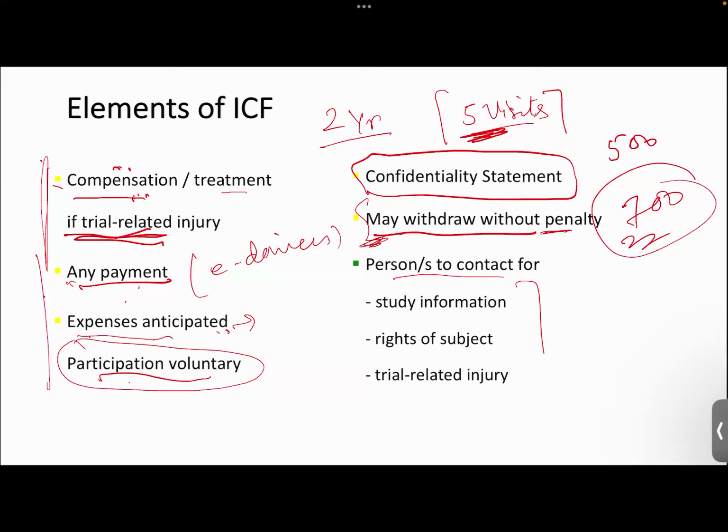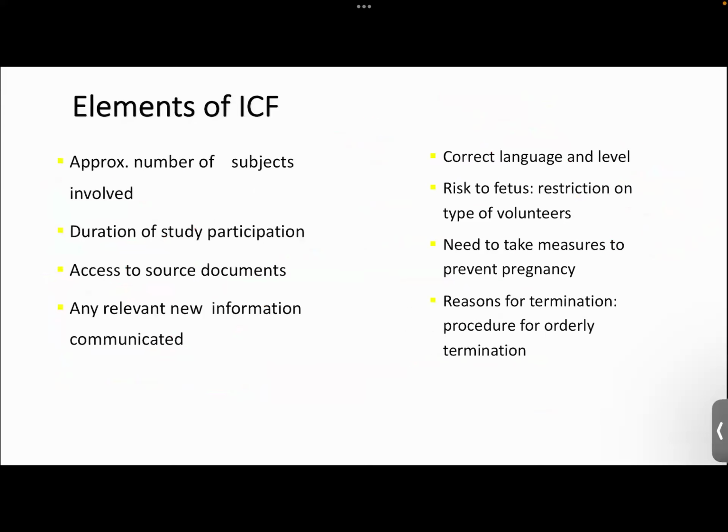Whom they can contact, study information, and who to contact for subject-related injury. These are general contacts they are given, with active mobile numbers and email IDs. They are also informed of the approximate number of subjects, like is it 1000, 2000, how many, the duration of the study, access to source documents, can they have access to their records, and any relevant new information communication. If something new came in, they have to share it with the patient.